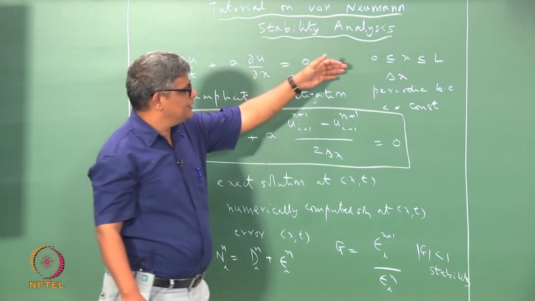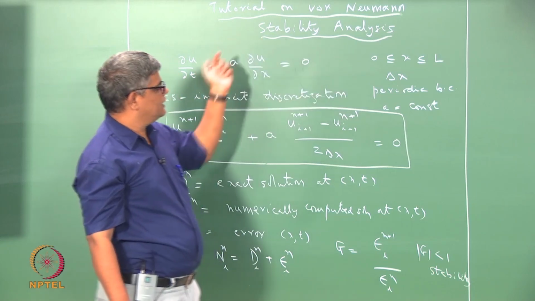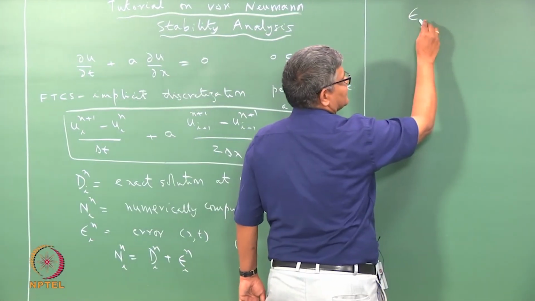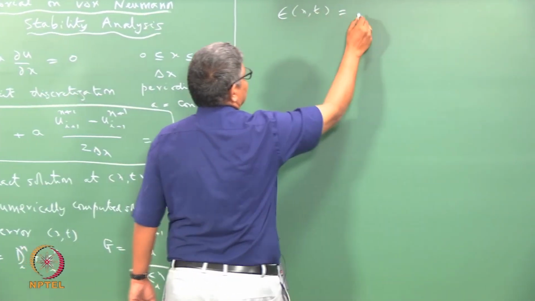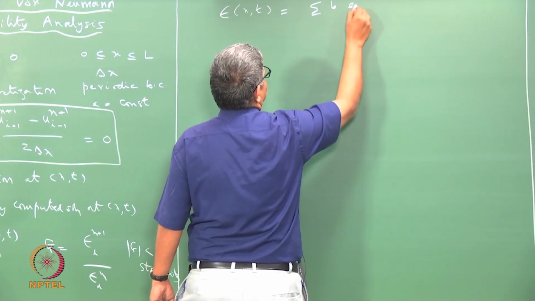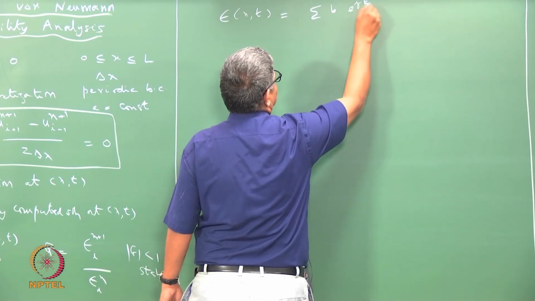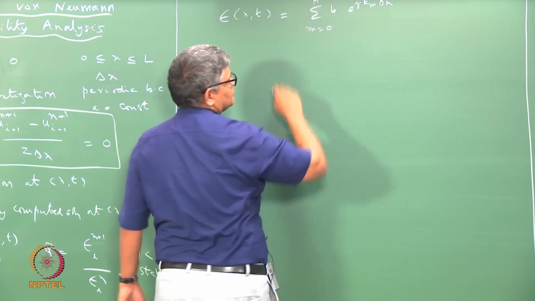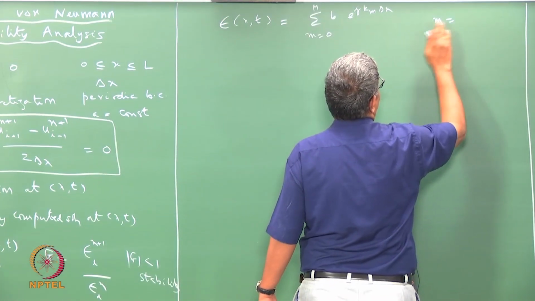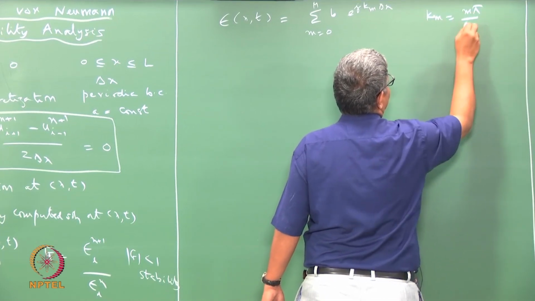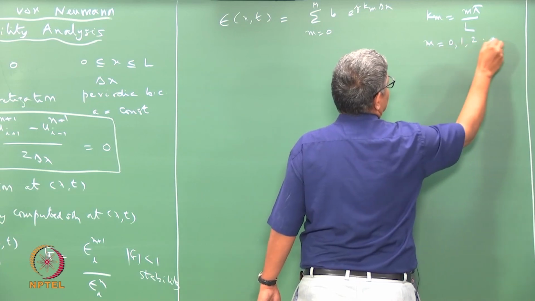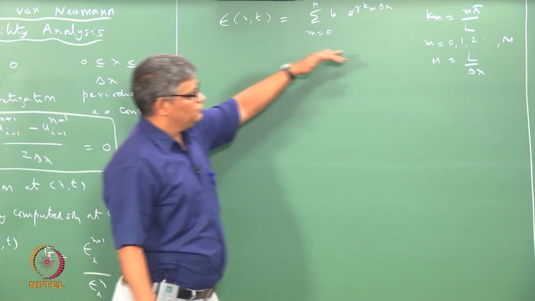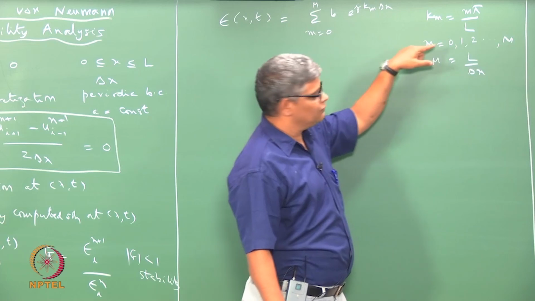And for that, for a linear initial value problem with periodic boundary conditions, we can make use of the von Neumann analysis, wherein we decompose the error at x of t into a sum of Fourier components, where m varies from 0 to capital M, and km is given by m pi by L, with m equal to 0, 1, 2 up to capital M, where capital M is L by delta x.